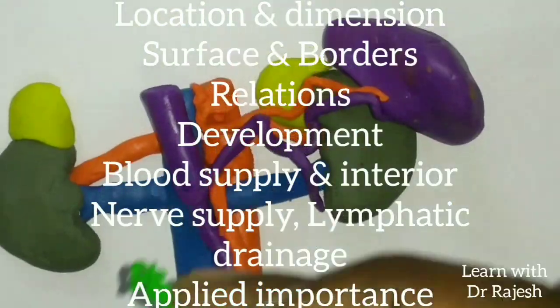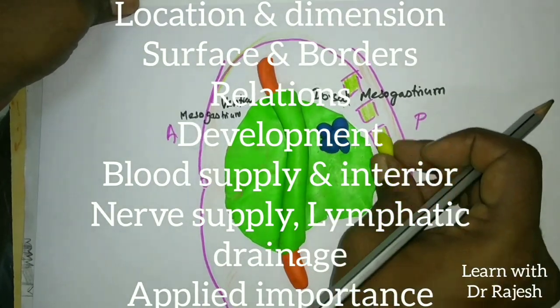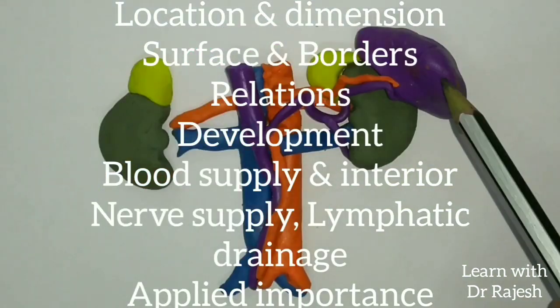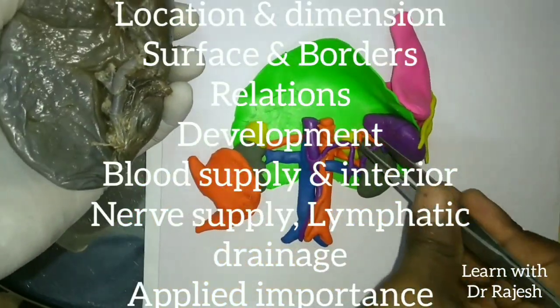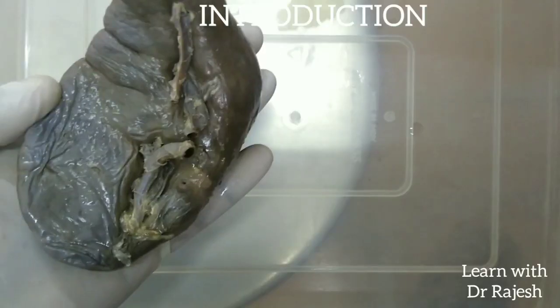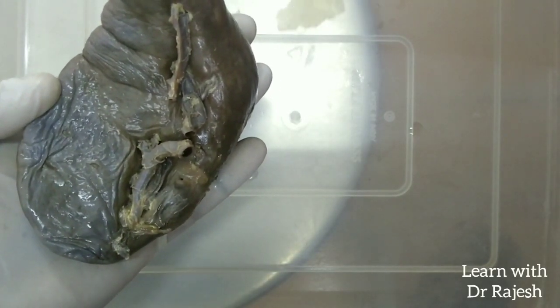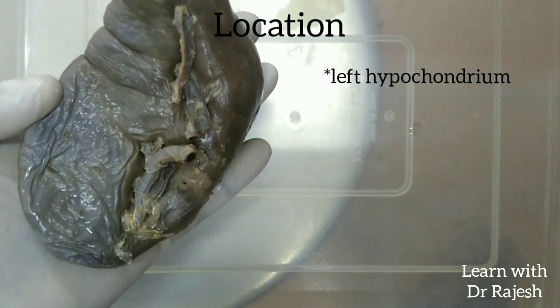Good morning. Let us study spleen under the following headings: location and dimension, surface and borders, relations, development, blood supply, interior and histology, its nerve supply and applied importance. Spleen is one of the secondary lymphoid organs. It is located in the left hypochondrium. It may also extend into the epigastric region.